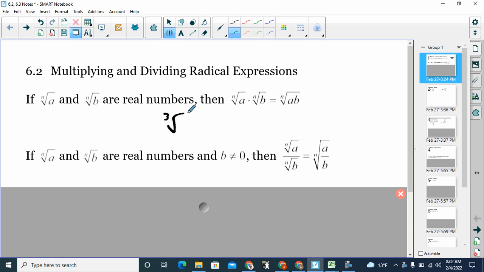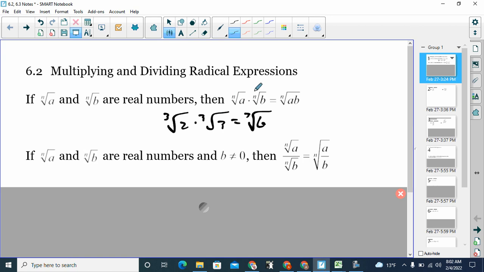So the cube root of 2 times the cube root of 3, I just do 2 times 3, gives me the cube root of 6. Cube root times cube root. Notice the index has to be the same. Same thing works if we're dividing.